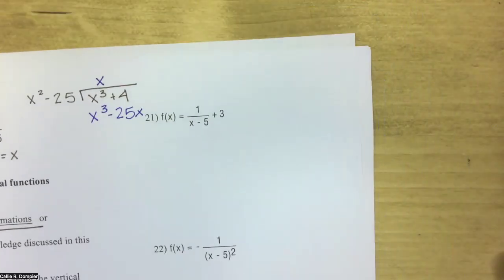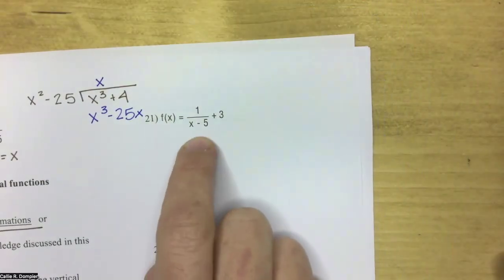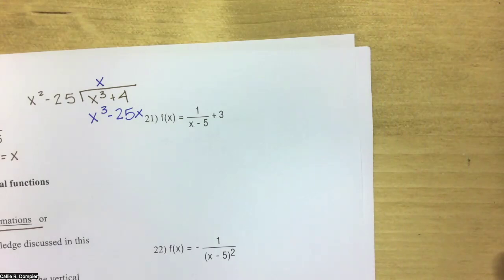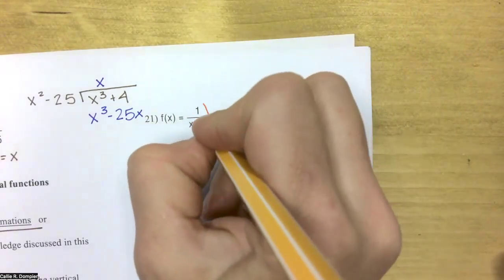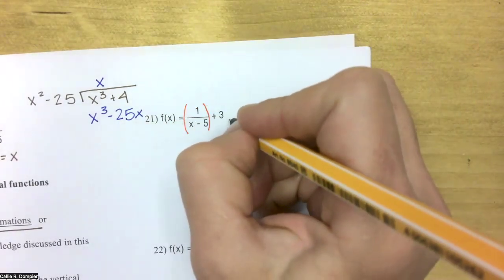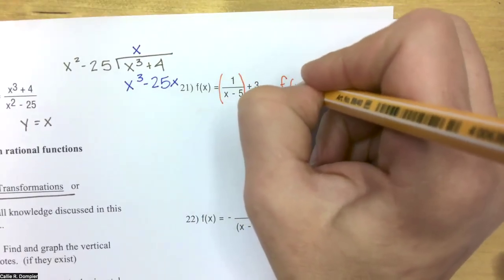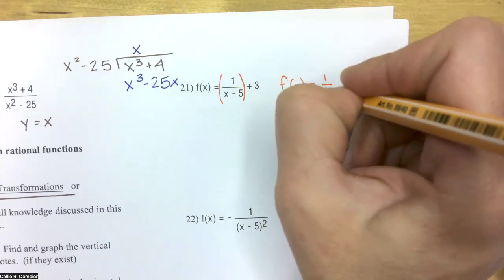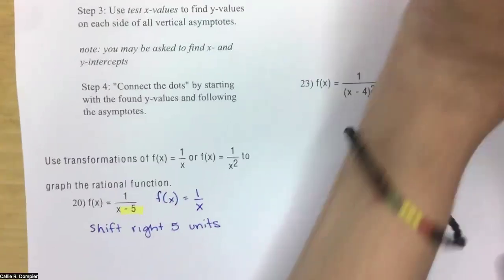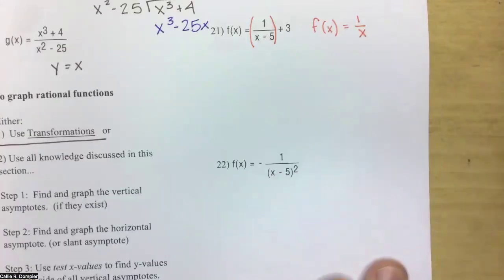Now, we kind of just talked about this one, but here is f of x equals 1 over x minus 5, all of that plus 3. So it's more like this is one term, and that's another one. Right? Okay, so compared to f of x equals 1 over x, we know that the negative 5 shifts it right 5 units.